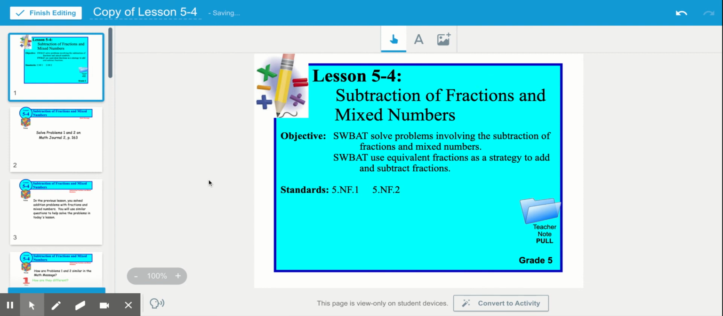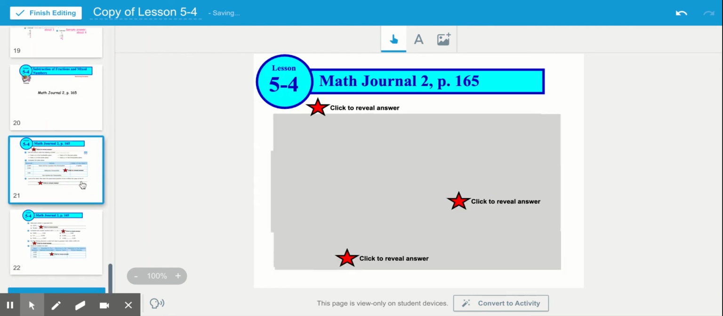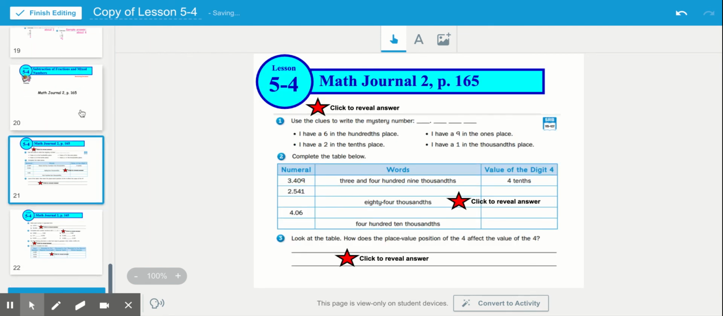This is the end of our lesson 5.4. Again, we were doing subtraction of fractions and mixed numbers, along with a little review of some decimal place value.